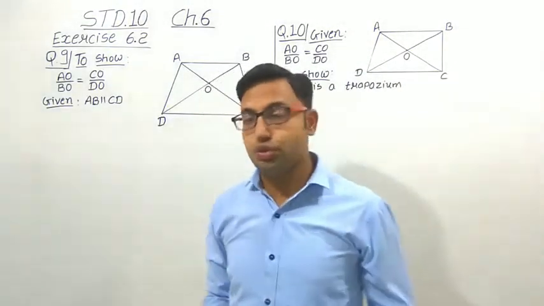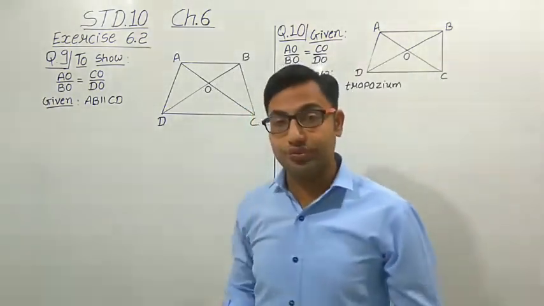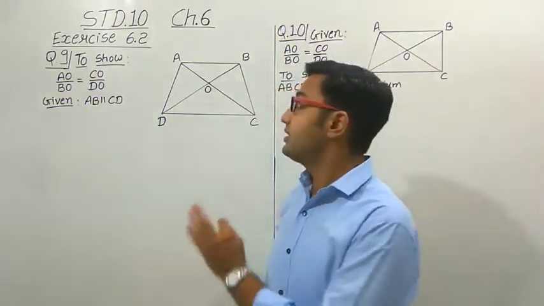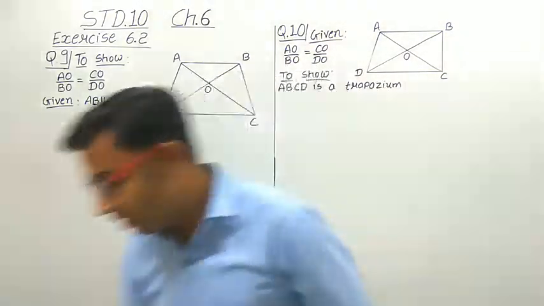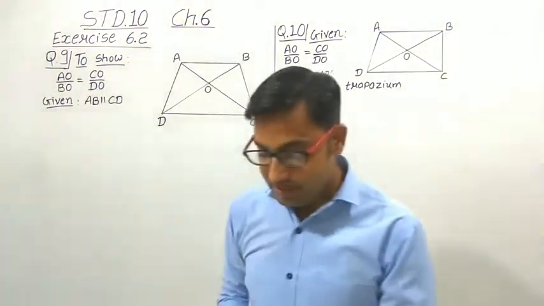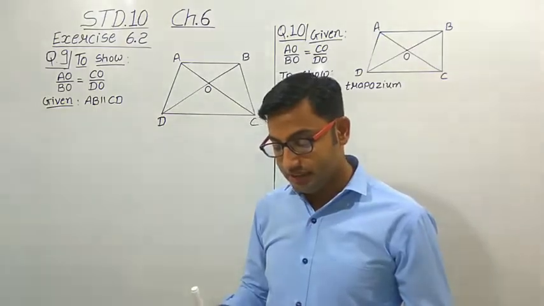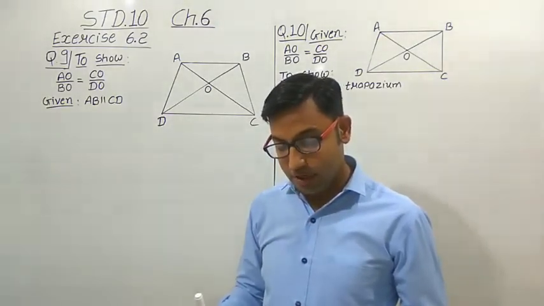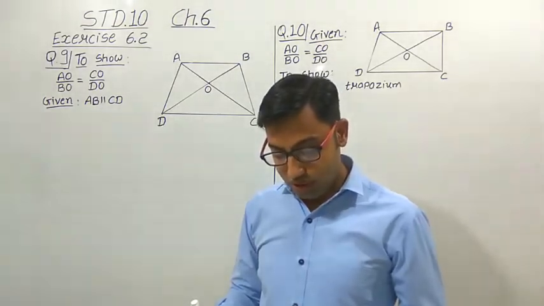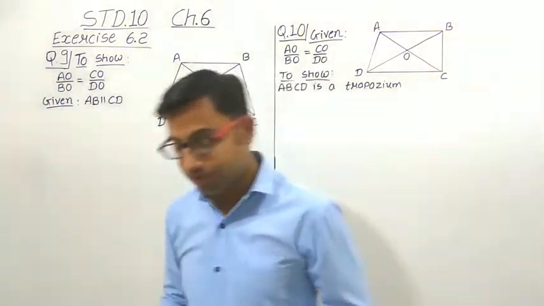Hello students, today we will study question number 9 of exercise 6.2. This is the topic of standard 10, chapter number 6, Triangles. So what is the question? The question is: ABCD is a trapezium in which AB is parallel to DC and its diagonals intersect each other at point O. Show that AO upon BO is equal to CO upon DO.